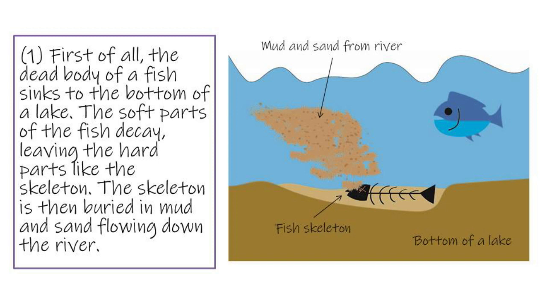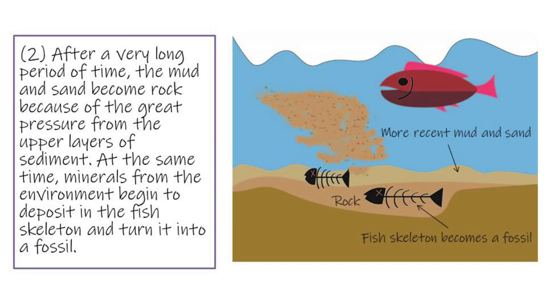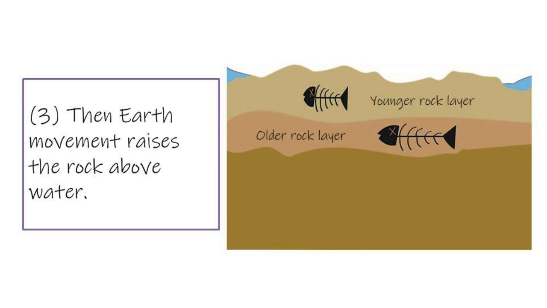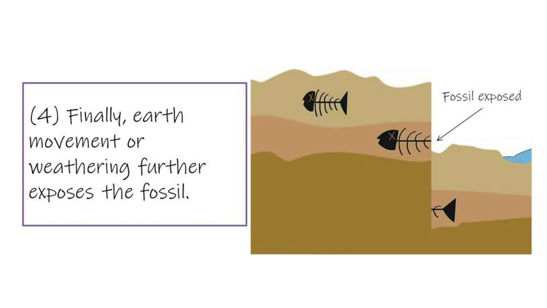The soft parts of the fish decay, leaving the hard parts like the skeleton. The skeleton is then buried in mud and sand flowing down the river. After a very long period of time, the mud and sand become rock because of the great pressure from the upper layers of sediment. At the same time, minerals from the environment begin to deposit in the fish skeleton and turn it into fossil. The earth movement raises the rock above water. Finally, earth movement or weathering further exposes the fossil.